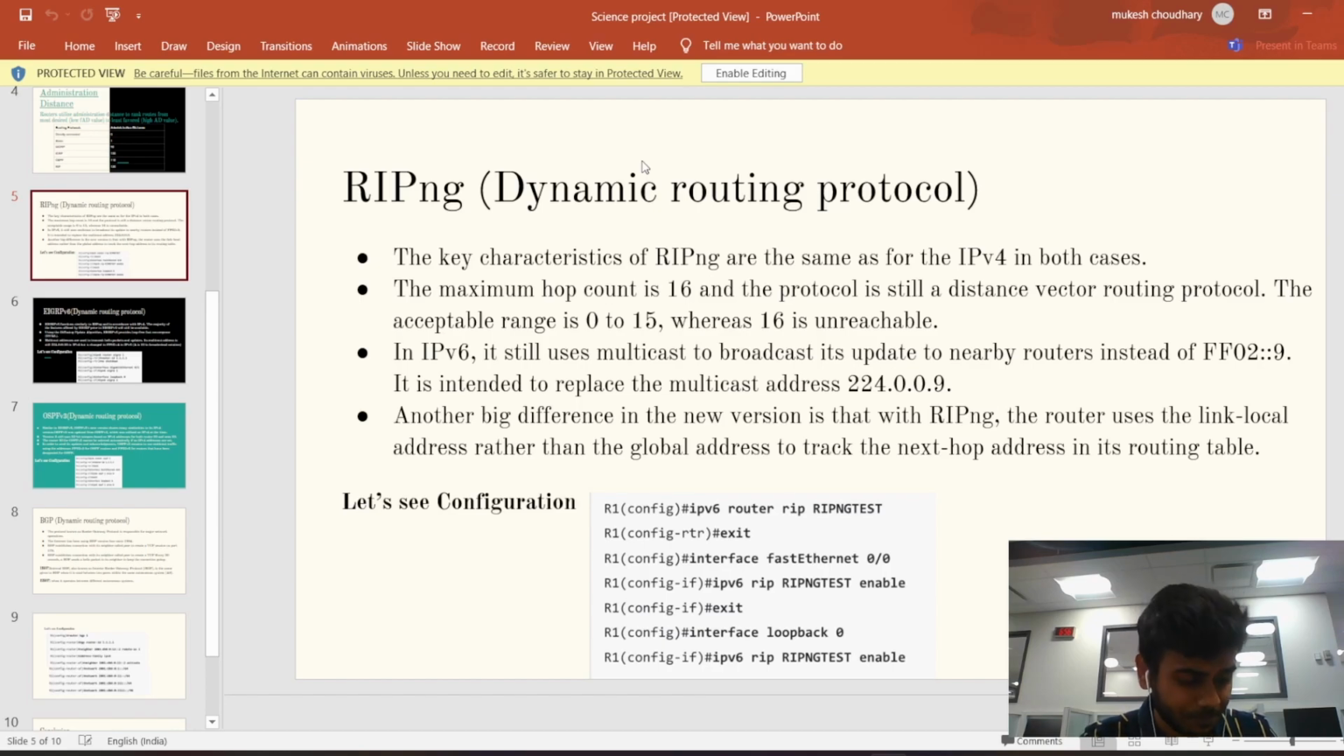Now let's see another big difference in the new version: with RIP, the router uses the link local address rather than the global address to track the next hop address in its routing table. And RIP uses the distance vector algorithm. That's the algorithm used by RIP to calculate the best path. And these are the configurations to enable RIP.